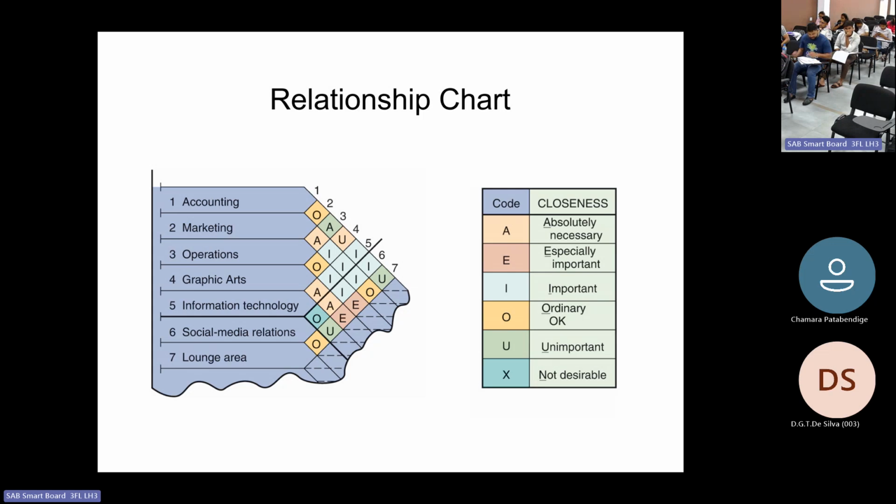When you don't have numbers, but judgments, expert opinion, we call it location preference.